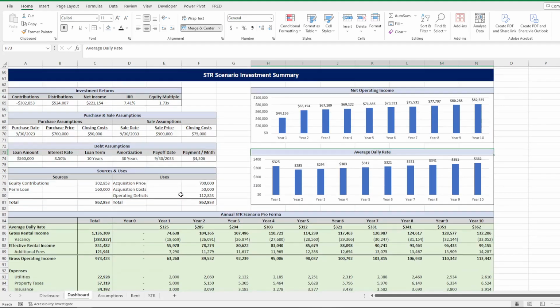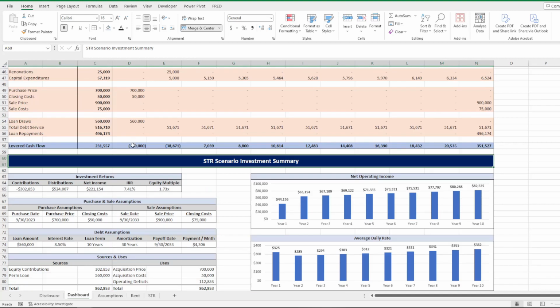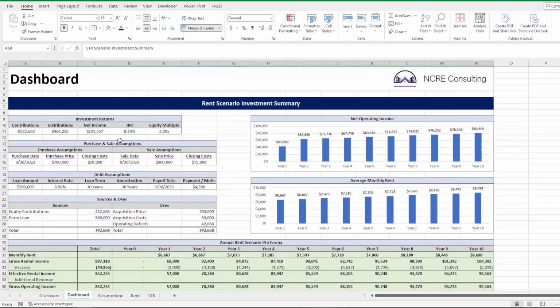You're able to take a look at which investment is going to get you the highest return, highest equity multiple, and it allows you to make adjustments to your assumptions to see where the break-even point is, where it would make sense to do a short-term rental, how much you would need to charge, and where it might not. So this is the model, pretty simple.